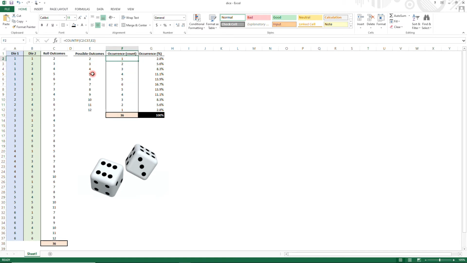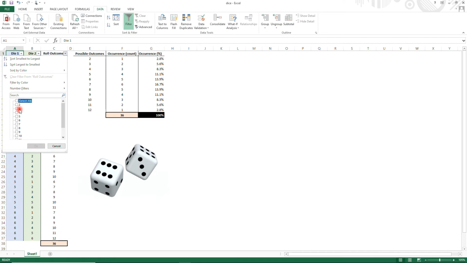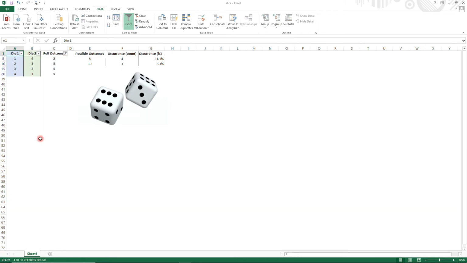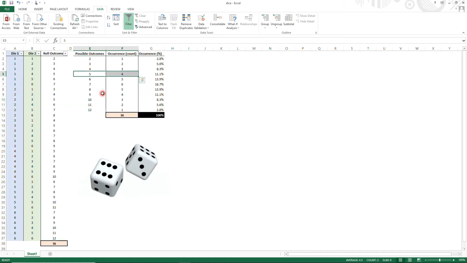For number 5, for example, I have 4 different combinations that I can see the result 5. And if I simply filter the data here, just as a double check, let's look into the outcome 5. And I can see the 4 ways of which I can get the outcome 5. I can have 1 and 4, 2 and 3, 3 and 2, 4 and 1. So that's correct. Let me just go back to my entire list here.